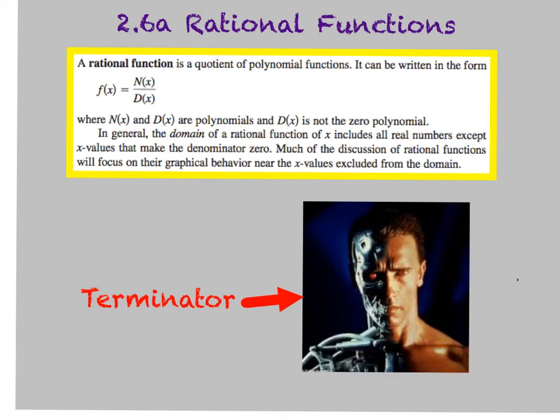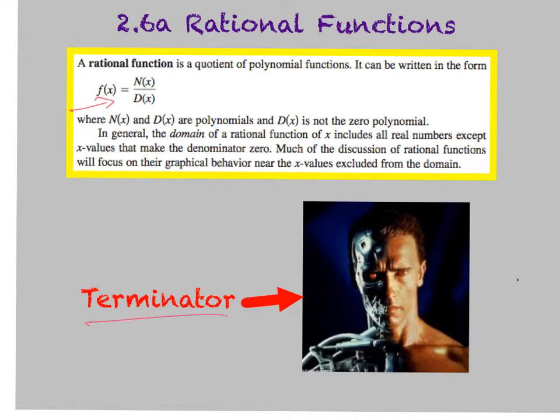2.6a, rational functions. But before we talk about rational functions, what's a rational number? A number that can be written as a fraction, exactly. So that leads us into a rational function. A rational function is, guess what? It's in fraction form. All right, so that's what a rational number is, or a rational function.